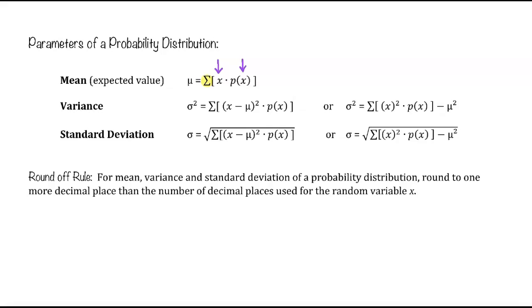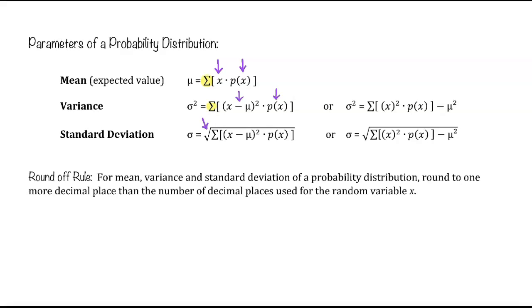To calculate the variance, we'll first find the difference between each x value and the mean and square it, then multiply by the corresponding probability and add those up. And for the standard deviation, it's exactly the same as the variance. We simply finish by taking the square root of the sum.